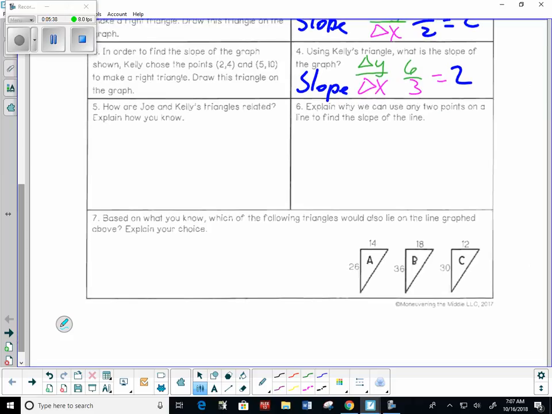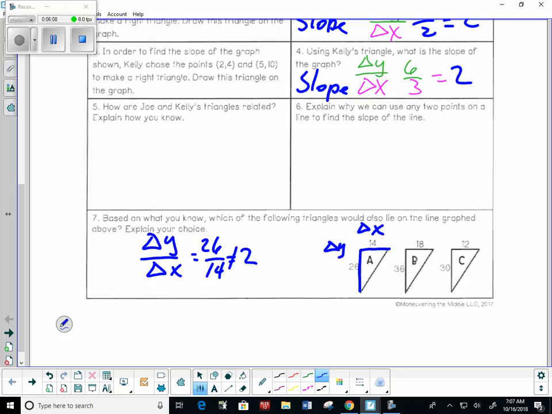It says, based on what you know, which of the following triangles would also lie on the line? Okay, so we're going to do the same thing. Here's our change in y, here is going to be our change in x. Change in y over the change in x is the same thing as rise over run, isn't it? 26 over 14. And that does not equal 2. Okay, so we'll do the next one now.